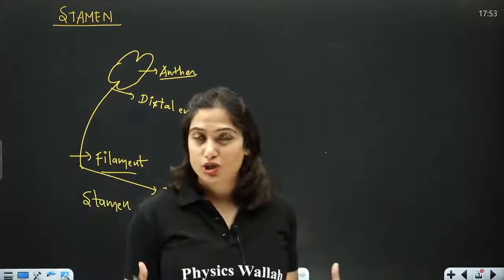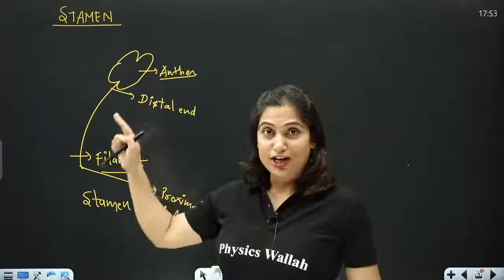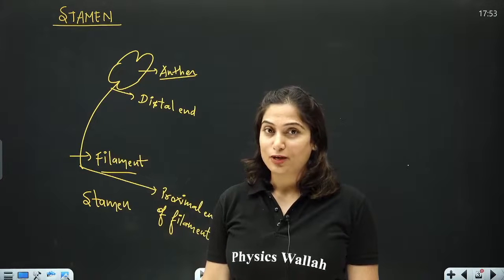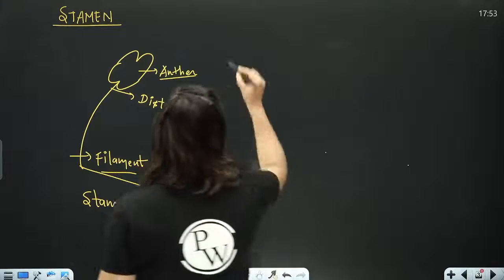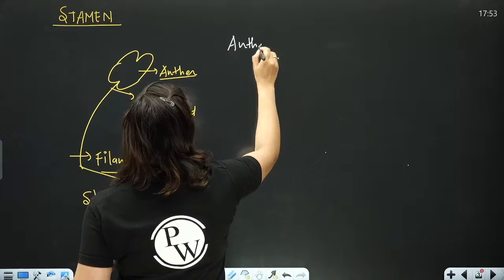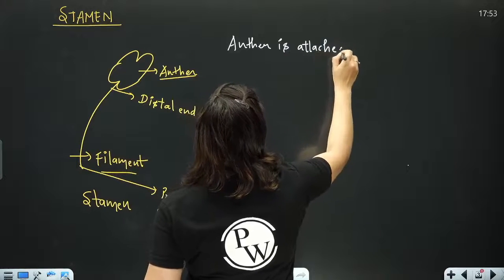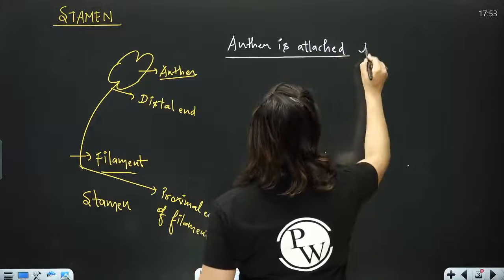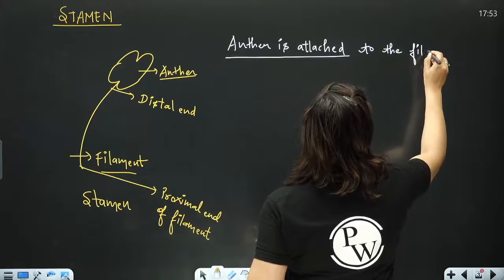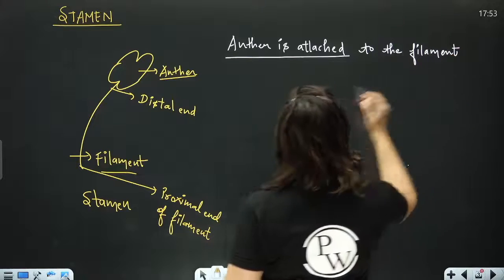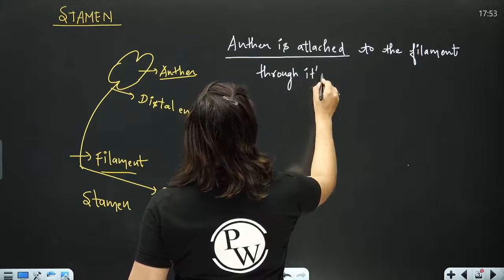So what question comes from this part? That the anther is attached to the filament from the proximal end or from the distal end. What will be your answer? This is the line of NCERT, and the question also comes: the anther is attached to the filament through its distal end. This is an important line.